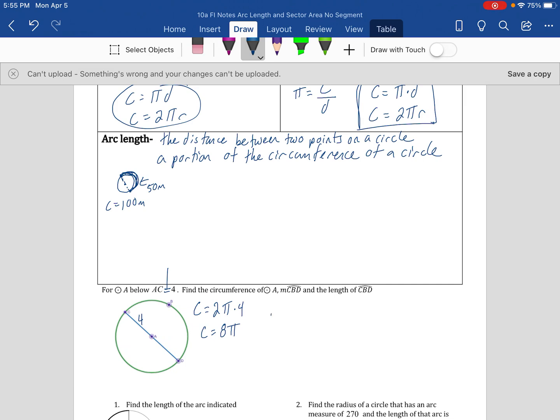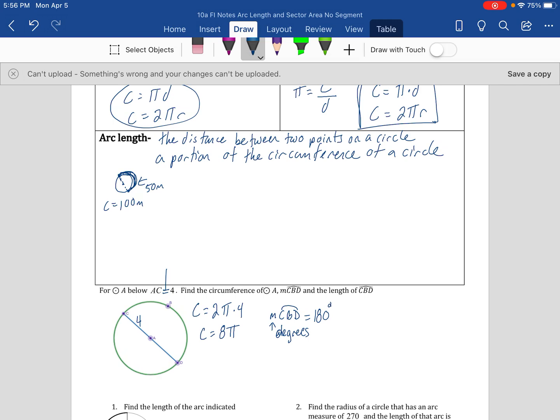It says find the measure of arc CBD. Well, the measure of arc CBD, that means the angle. That means it's going to be in degrees. Okay, that's the measure of the arc. It's basically how much of the circle is taken, not the length. And so the measure of CBD is 180 degrees. Okay, and this is what it means in terms of pi. And so it says find the length of CBD.